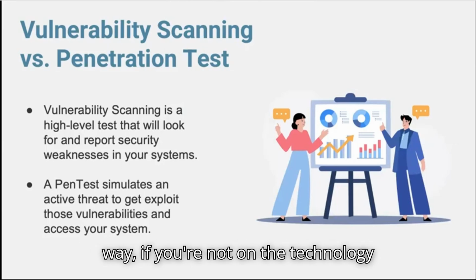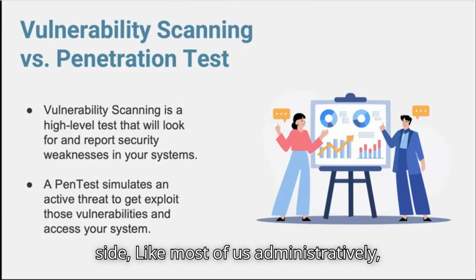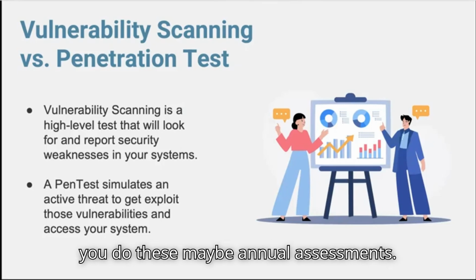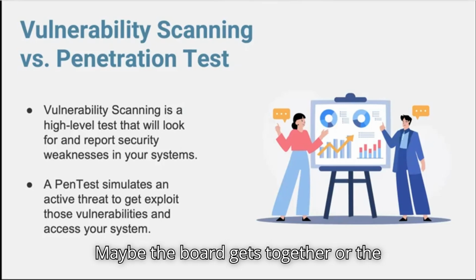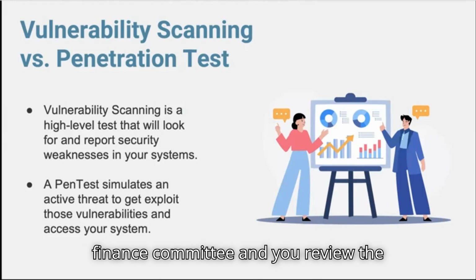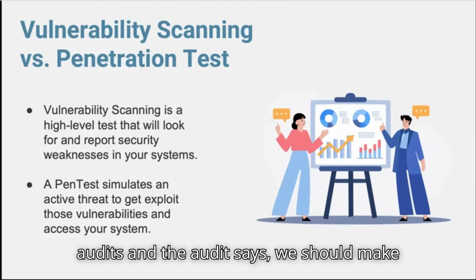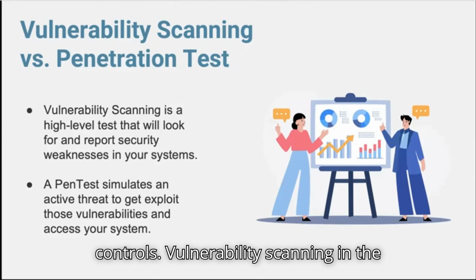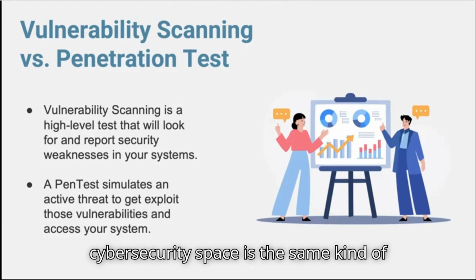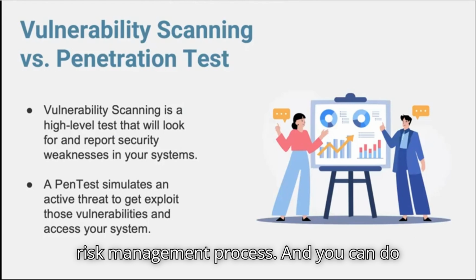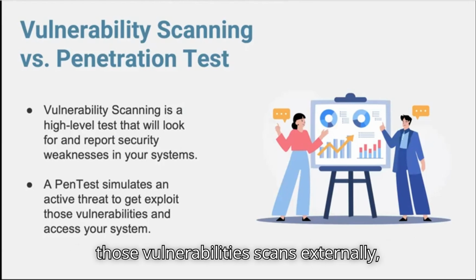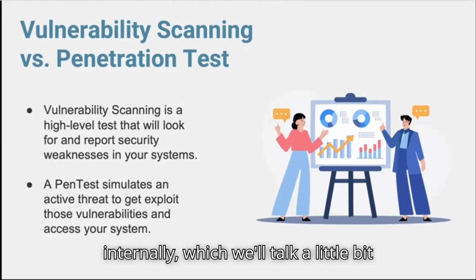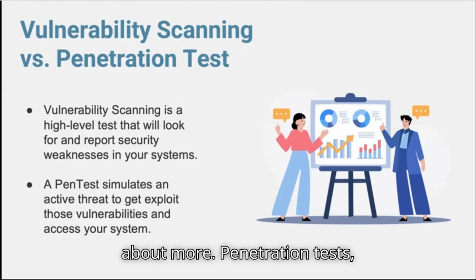And think of it this way: if you're not on the technology side, like most of us, administratively, you do these maybe annual assessments. Maybe the board gets together or the finance committee, and you review the audits, and the audit says we should make these improvements or improve these controls. Vulnerability scanning in the cybersecurity space is the same kind of risk management process. And you can do those vulnerability scans externally, internally, which we'll talk a little bit more about.